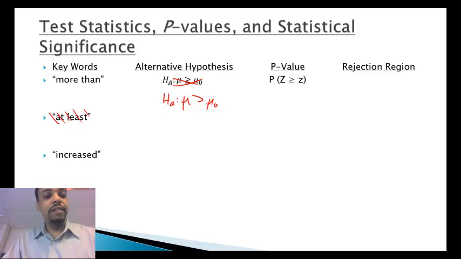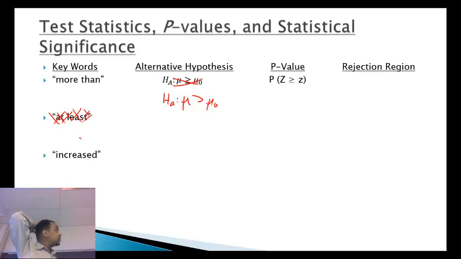In different textbooks, you might see at least in there, but for the most part, you'll see keywords like more than or increased. A good example is a certain drug has improved the patient's response to some stimulus. Well, your alternative is then that the mean is bigger than, or larger than, some number. So more than, increase, that's good.